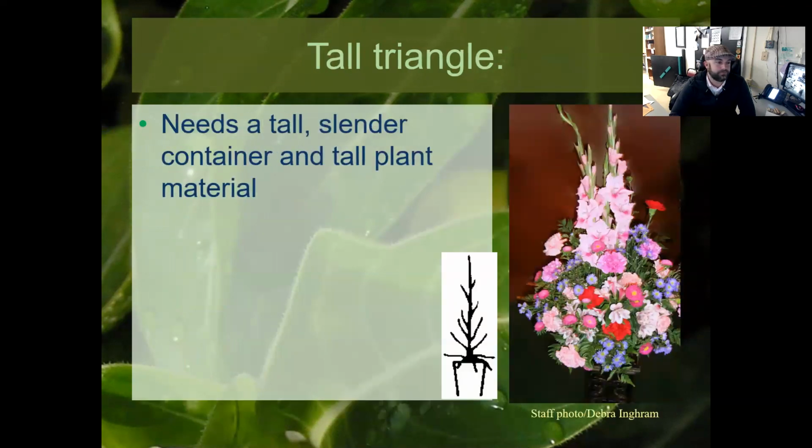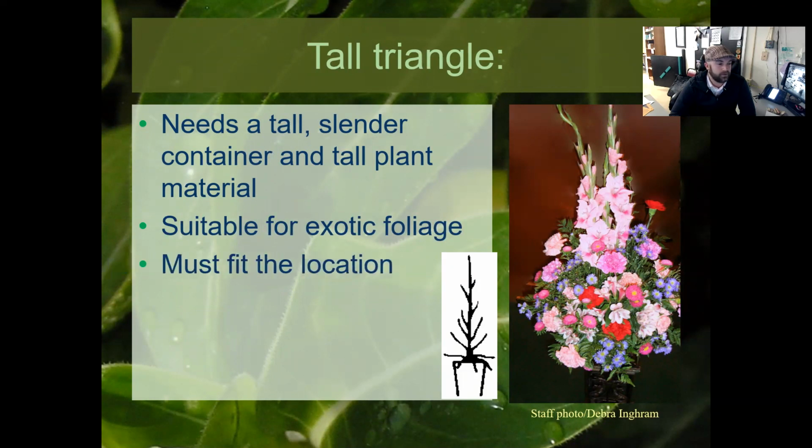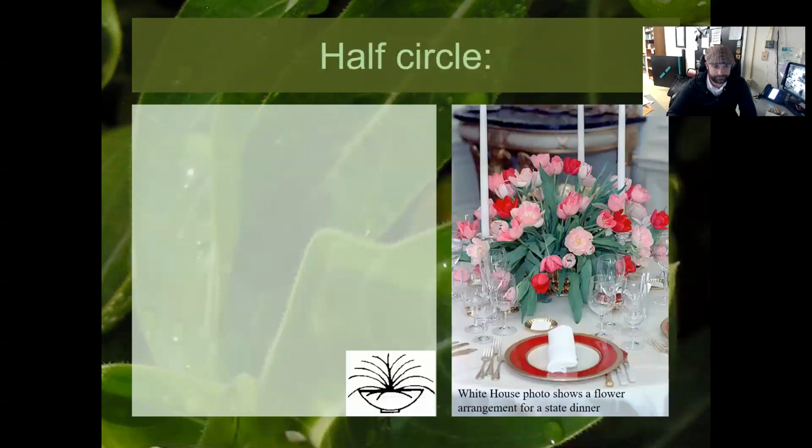A tall triangle needs a tall, slender container and tall plant material, suitable for exotic foliage, and it must fit the location. And these are typically good if you're working with a limited amount of space, but you want to have both sides of that triangle formed on the bottom.